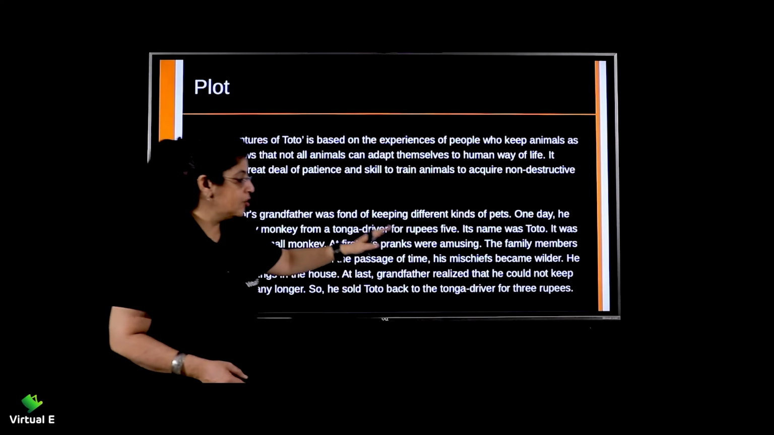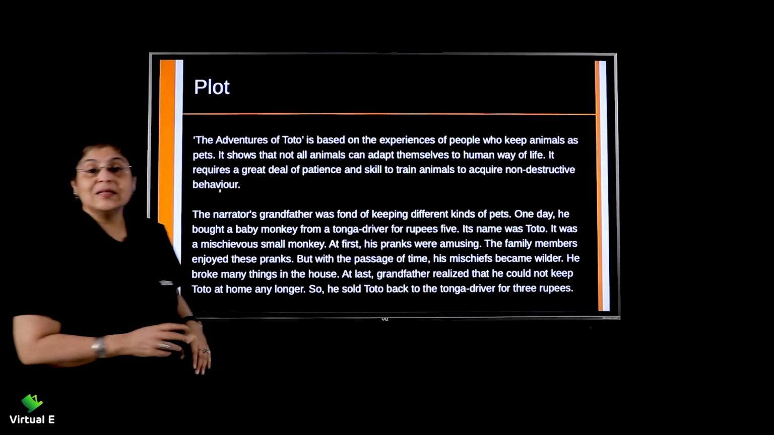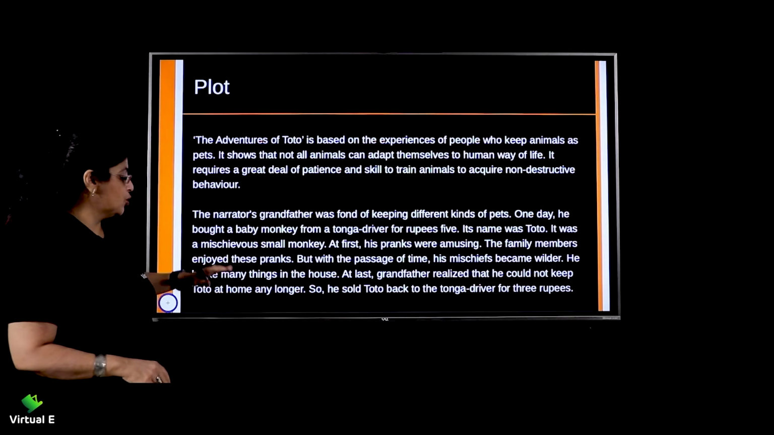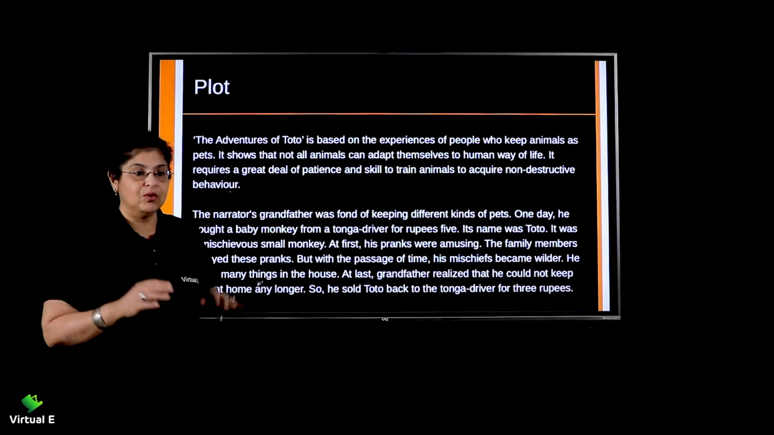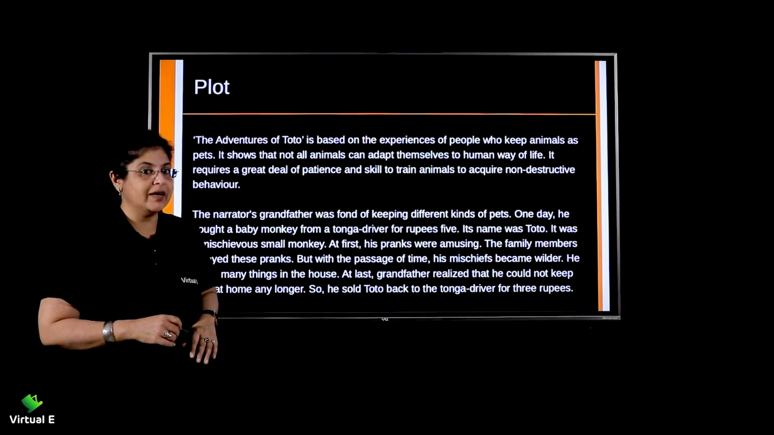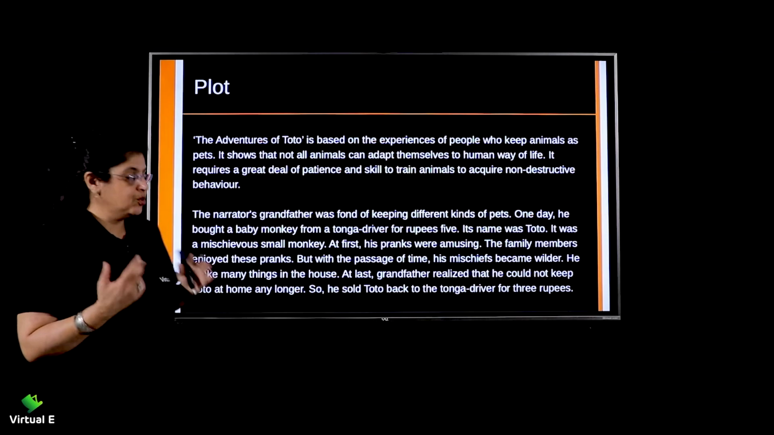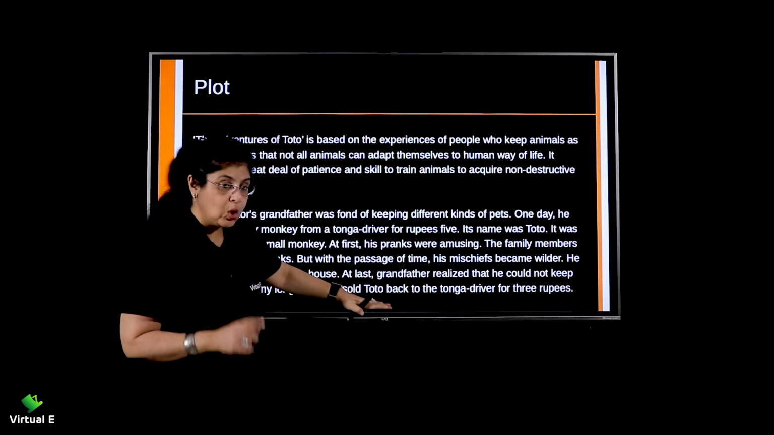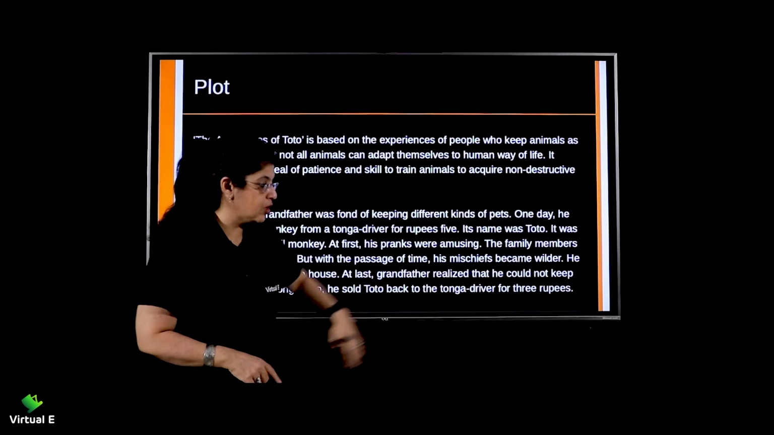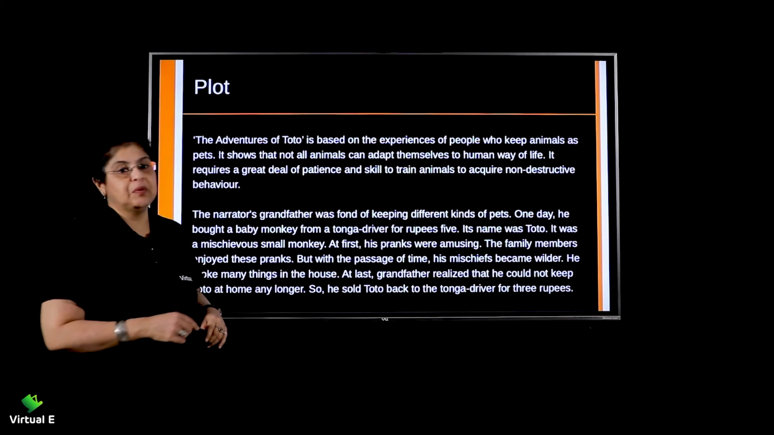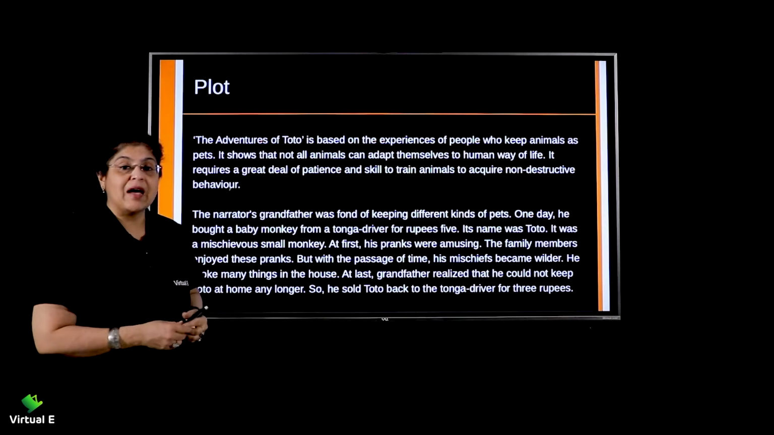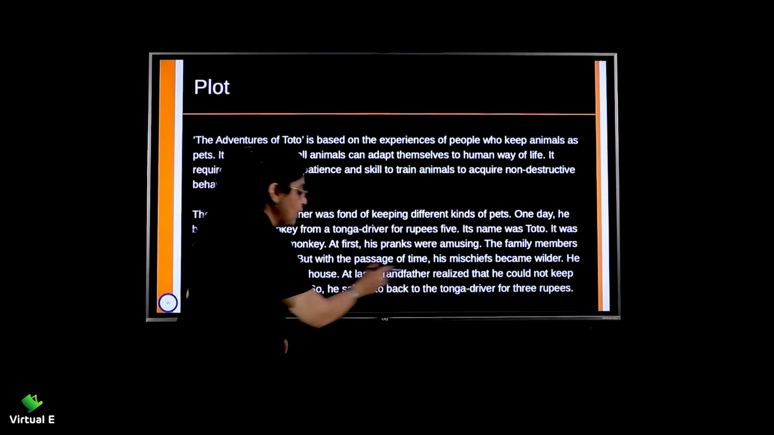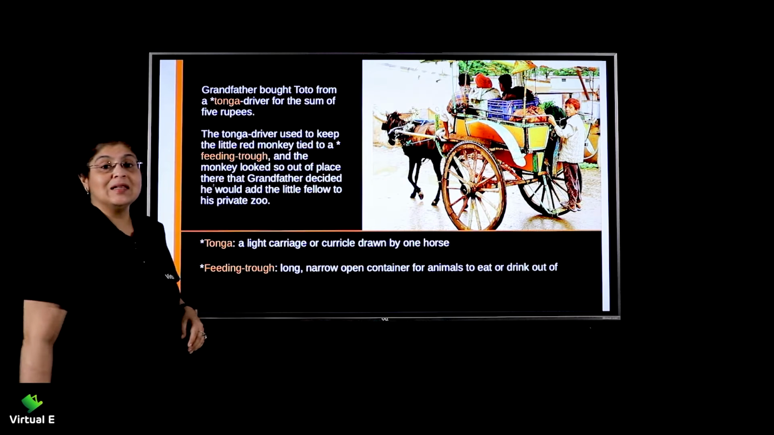At last, grandfather realized that he could not keep Toto at home any longer. He just realized, he says, look, I don't think what I have done is right. It's time for me to give it away. So he sold Toto back to the Tonga driver for 3 rupees. He bought him for 5, and he sold it back for 3. Well, that's the plot of the story. Let's understand the entire story.